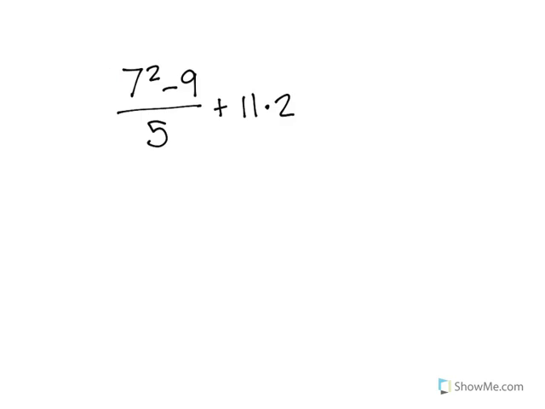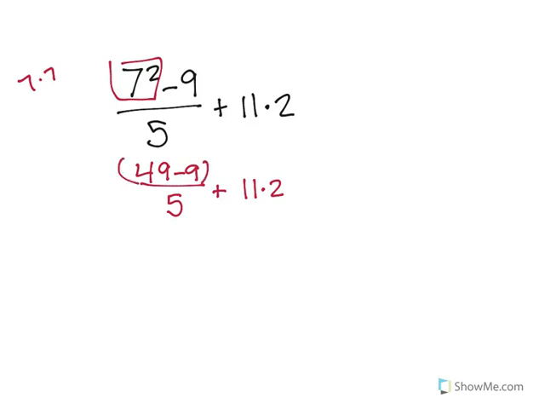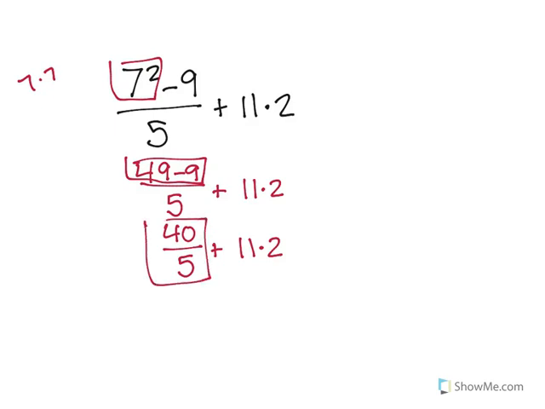So I'm going to start with this 7 squared. 7 squared means 7 times 7. So that's going to be 49 minus 9 over 5 plus 11 times 2. So again, it's like there's invisible parentheses right here. So I'm going to go ahead and do that first. 49 minus 9 is 40 over 5 plus 11 times 2. Well, 40 over 5 is 40 divided by 5, so that's division. So 40 divided by 5 is 8 plus 11 times 2.